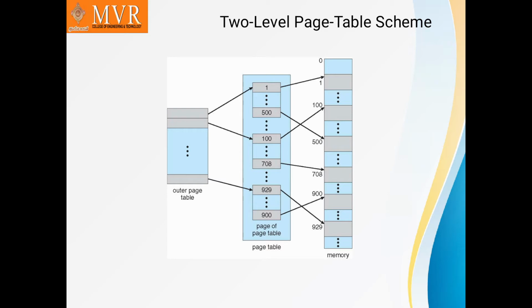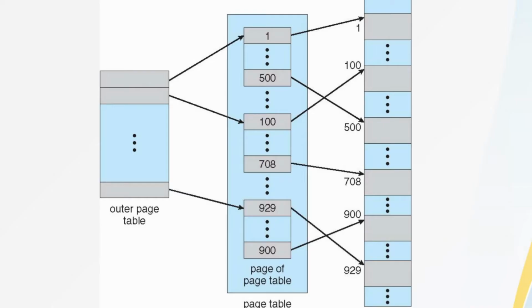Here the two level page table scheme will be explained. See this picture. This one is the outer page table, this one is the inner page table, and this is the page table. On the left side is the outer page table, on the right side is the inner page table, and in the middle is a page table. The outer page table holds pages 1 to 500 and 100 to 708, and the next one is 929 to 900 of the page tables.